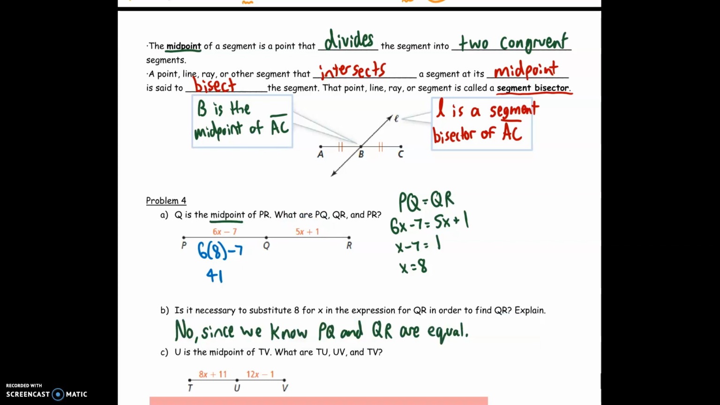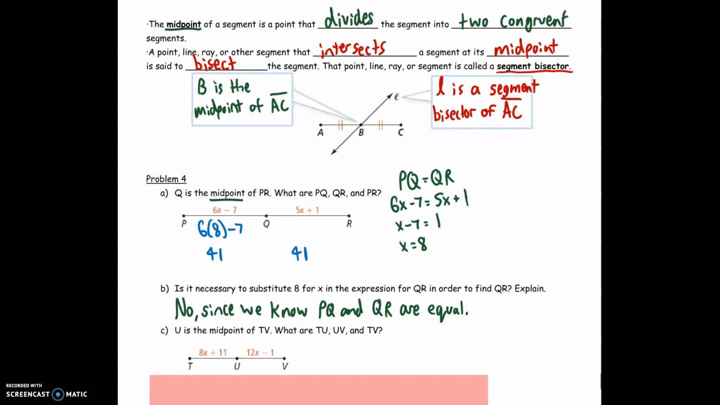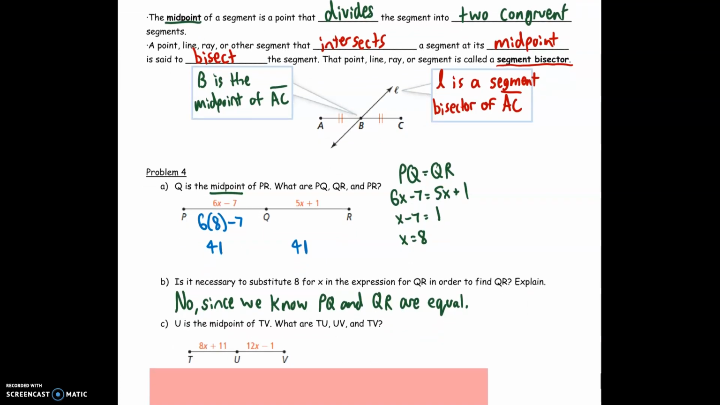We don't have to substitute x into our expression for QR because we know that PQ and QR are equal. Again, going back to the start of that question, if I already found the halfway point and I know that halfway is 41, without having to substitute that back in, I know that QR is also going to be a length of 41. So you can use this as a sort of shortcut. If we know it's got to be a midpoint, we know if the first half is 41, that second half, without plugging that back in, is also going to be a 41.